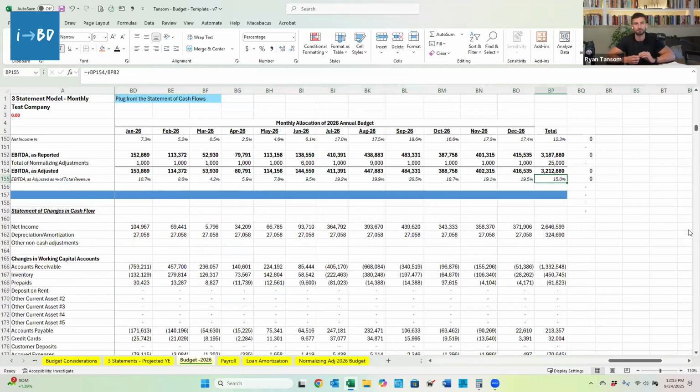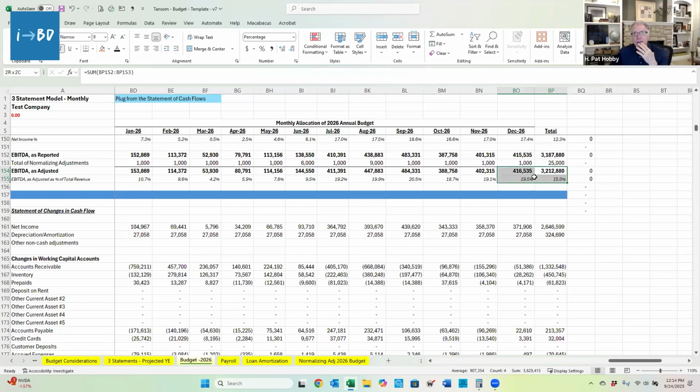Is this a 15% normalized EBITDA business? Or should it be 20? Or is 10 the max? But this is what you're going to get to when you start thinking about the valuation of the company, which is the normalized back to the EBITDA.